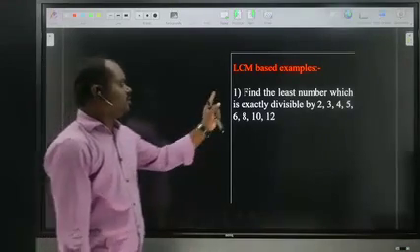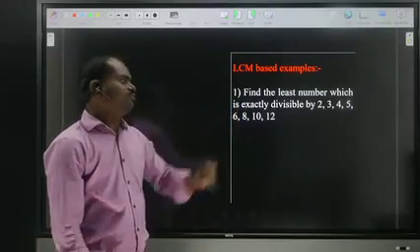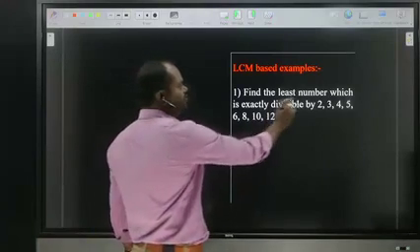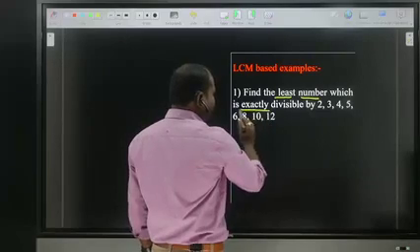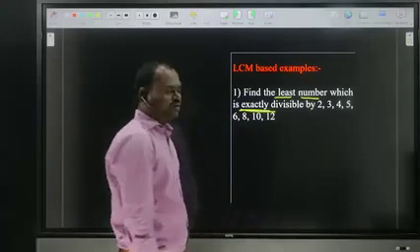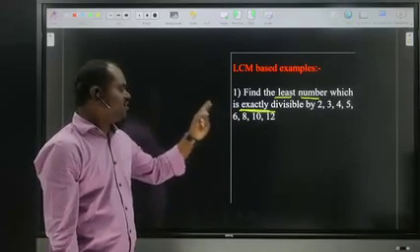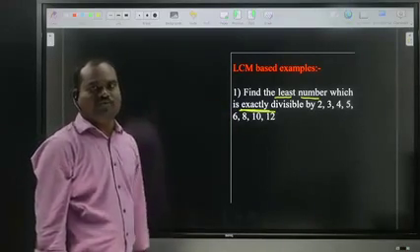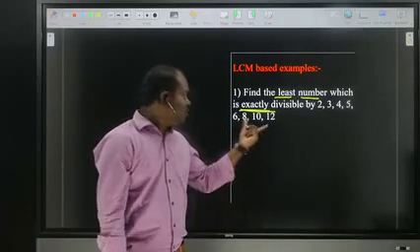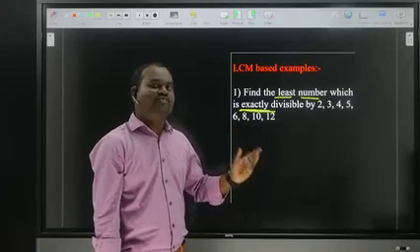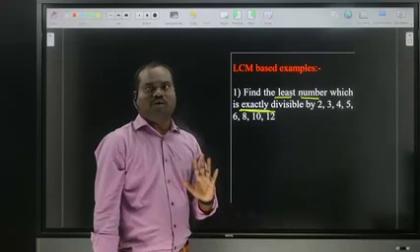Okay, now what is the first question? Find the least number which is exactly divisible by 2, 3, 4, 5, 6, 8, 10, 12. Whenever there are these kinds of numbers, there are two methods: one is procedure, one is options. I have not given options. You have to know both methods.